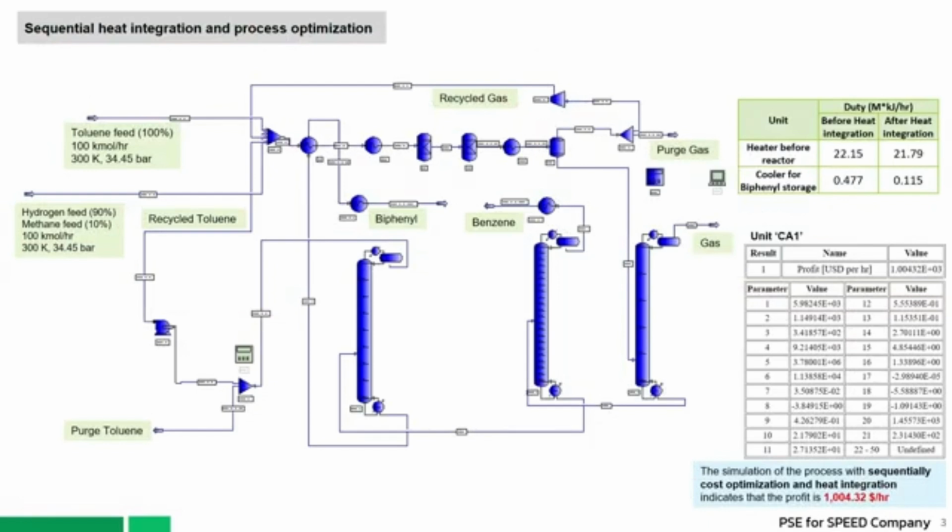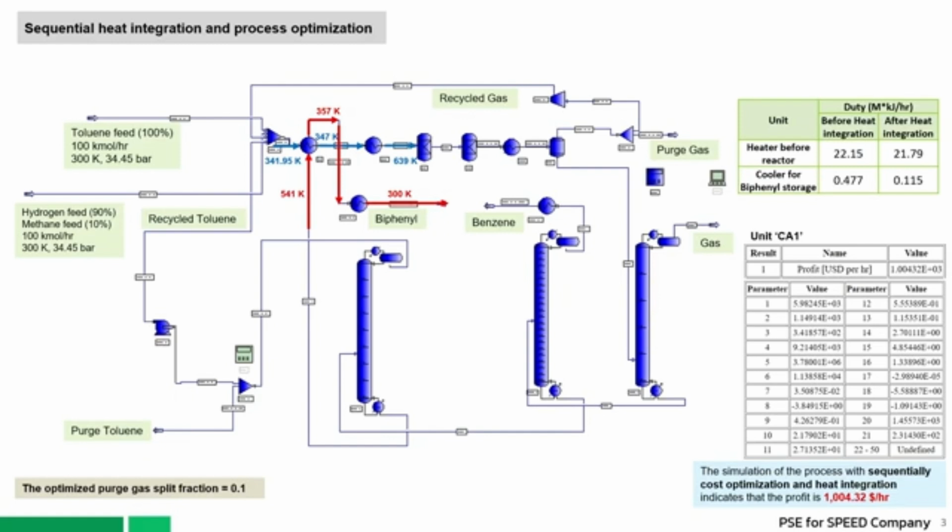This slide shows the HDA simulation flowsheets from ProCAFD with improvement through the sequential heat integration and optimization. From the flowsheet, the purged gas split fraction is optimized and some of the hot and cold streams can be recovered through the heat integration. With the sequential approach, the profit can be obtained at $1,004.32 per hour.